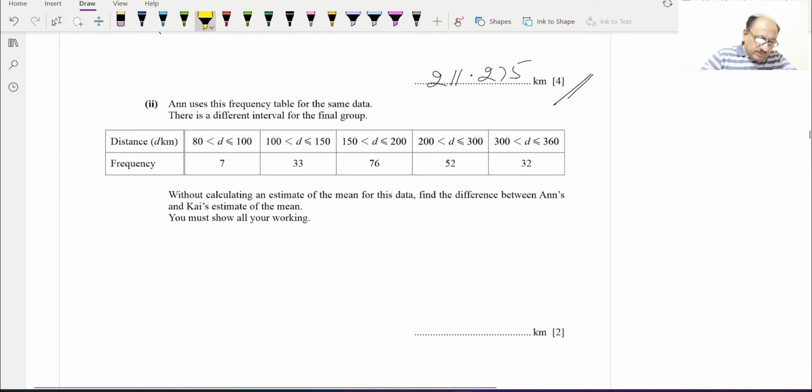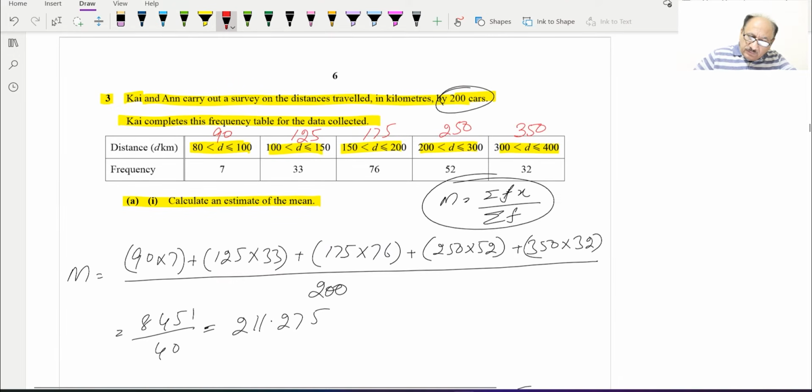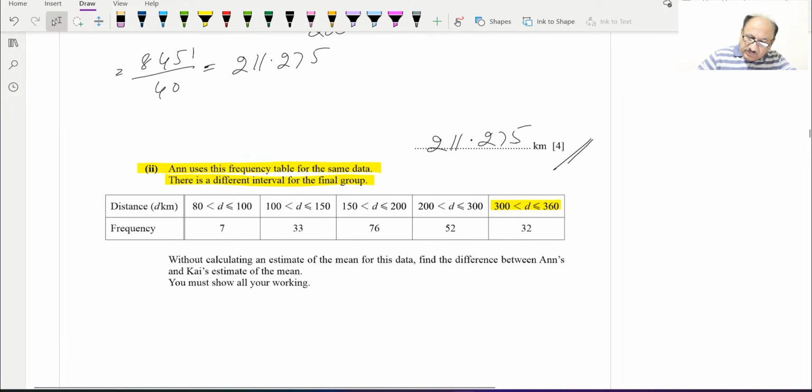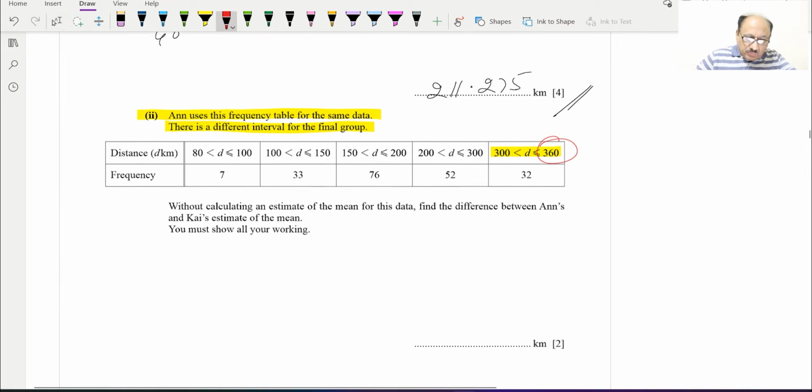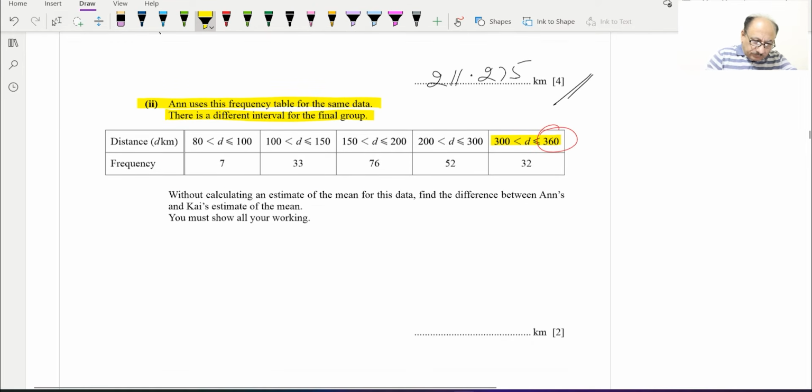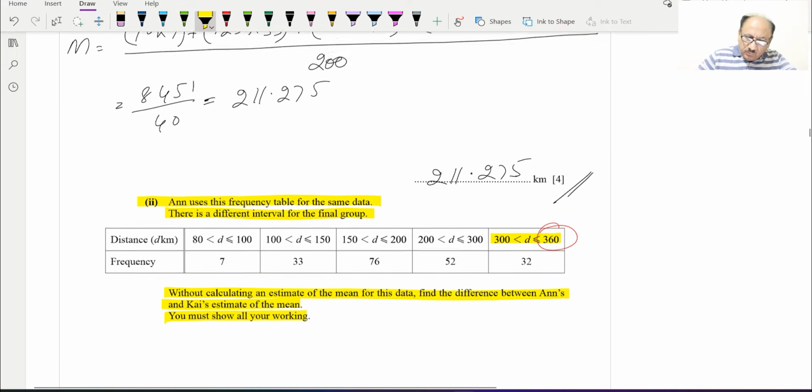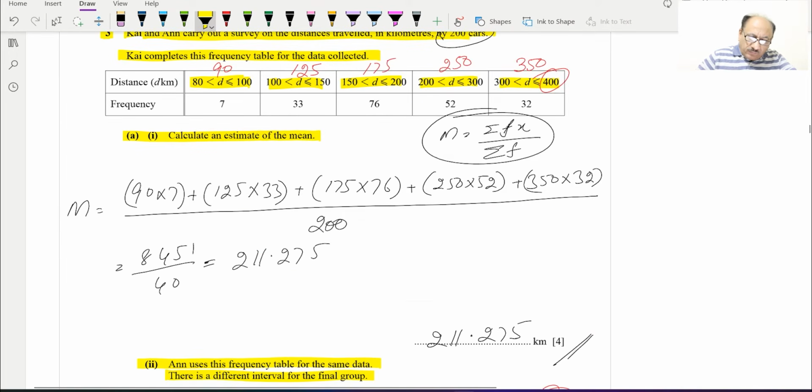And the second part says to use this frequency table for the same data. There is a different interval for the final group. So this is different because in the previous table this is 400 whereas this is 360. So next they're saying, without calculating an estimate of the mean for this data, find the difference between N's and Chi's estimate for the mean. You must show all your working.